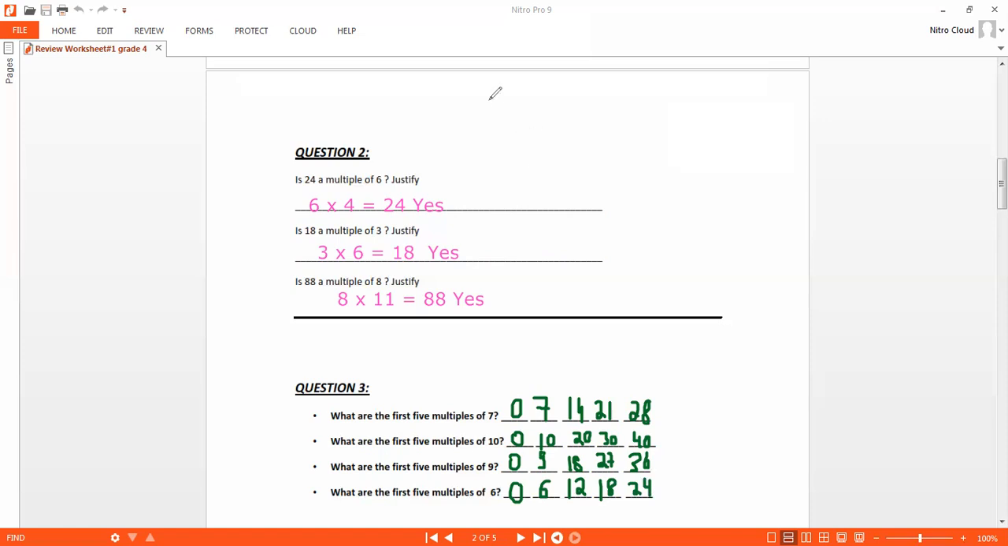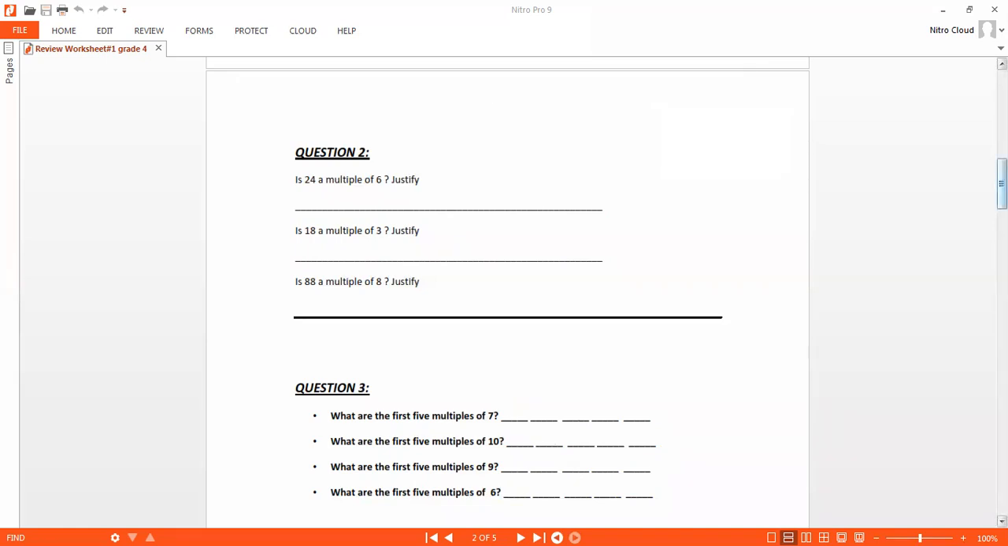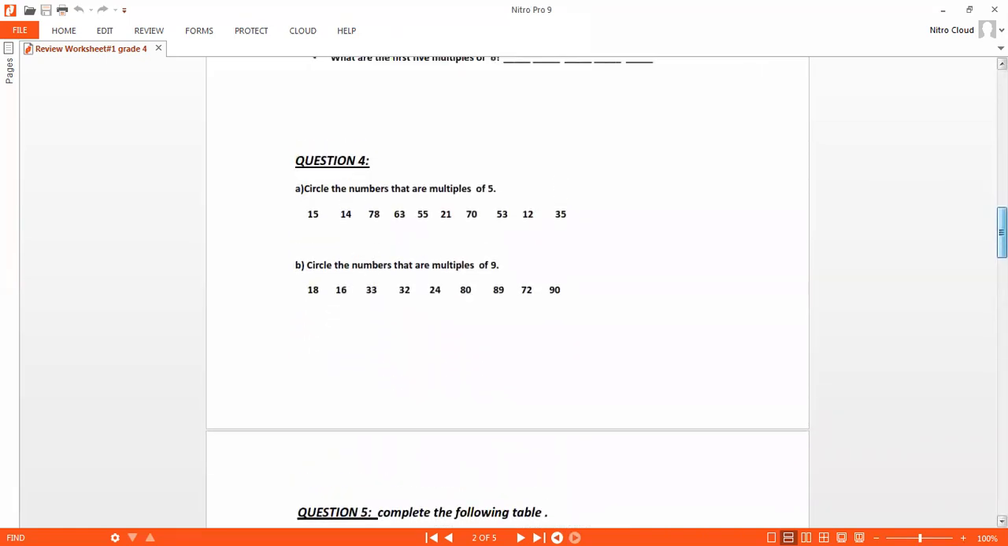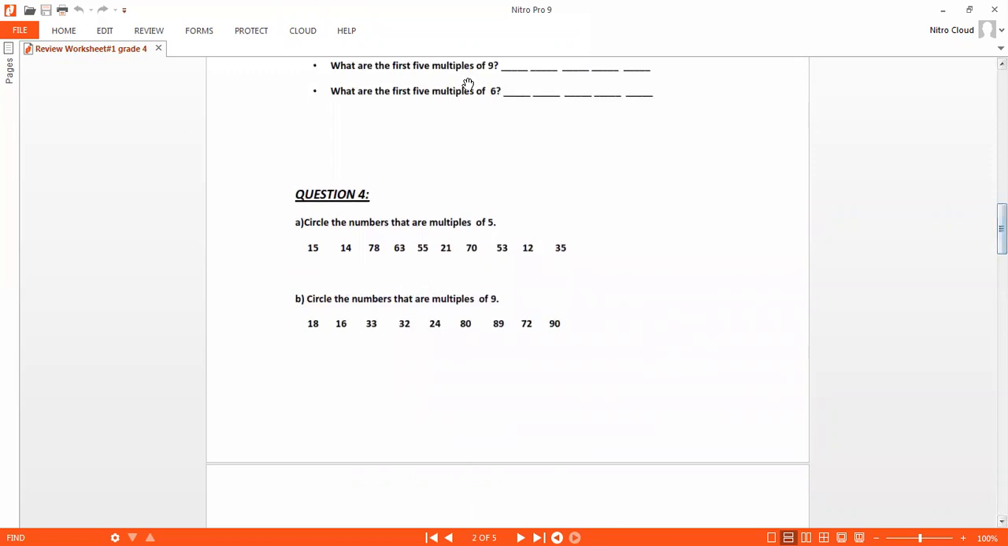Now let us continue to question number 4. In question number 4, we need to circle the multiples of 5. It's very easy. 15 is a multiple of 5 because 5 times 3 is 15. 55 is a multiple of 5 because 5 times 11 is 55. So you should have 0 or 5 at the end in order to get a multiple of 5.